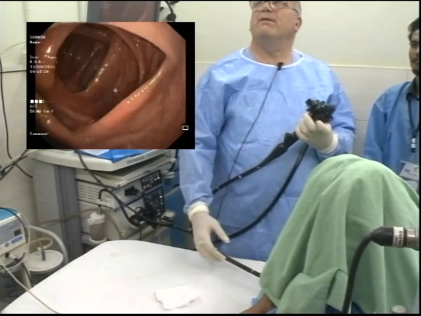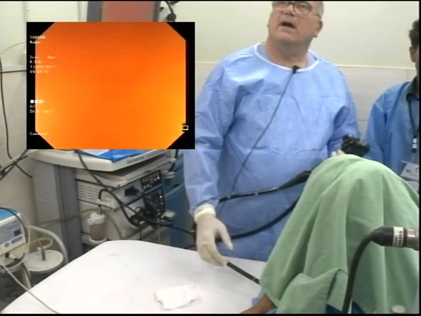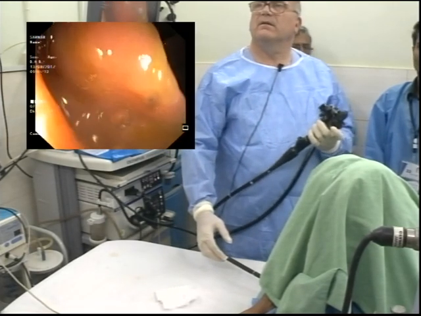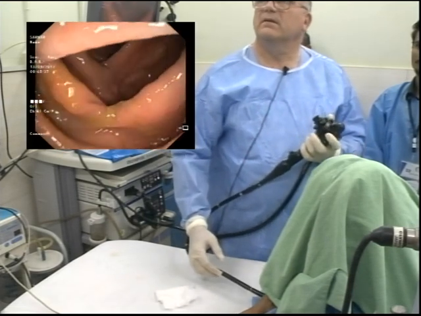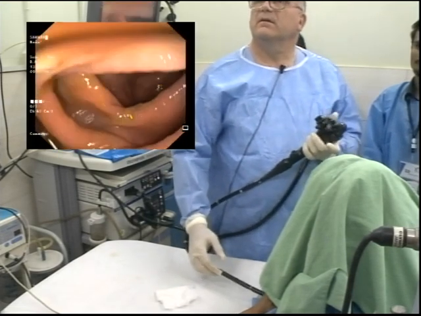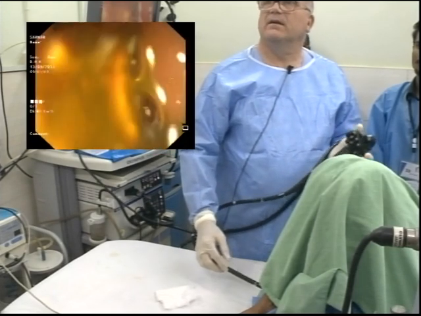Something could be hidden behind the fold. You never know. So just go forward. It's a good demonstration that you know why you're doing a colonoscopy. Here there was a suspicion of a possibility of tuberculosis or something in the right colon. So you're going to spend most of your time in the right colon, making absolutely sure you don't miss anything.